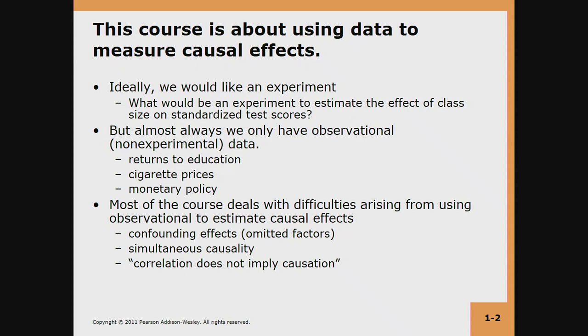There's also simultaneous causality. This is another problem dealing with macro level data, is that GDP affects interest rates, but interest rates also affect GDP. It goes both ways. So there's tools that we have to deal with that. And then the quote at the bottom, the reminder that correlation does not imply causation.